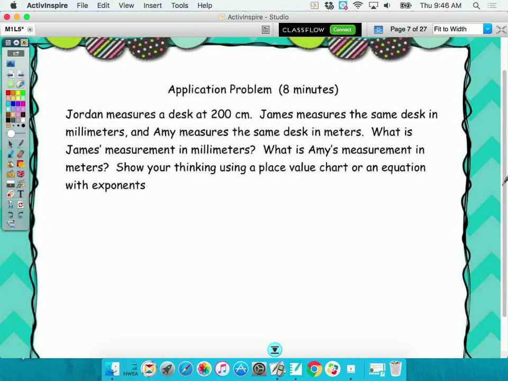So starting on lesson 5, the beginning of our lesson will be the application problem. We're not doing the review activities anymore because you'll do those on Zern. It's going to save time in class.